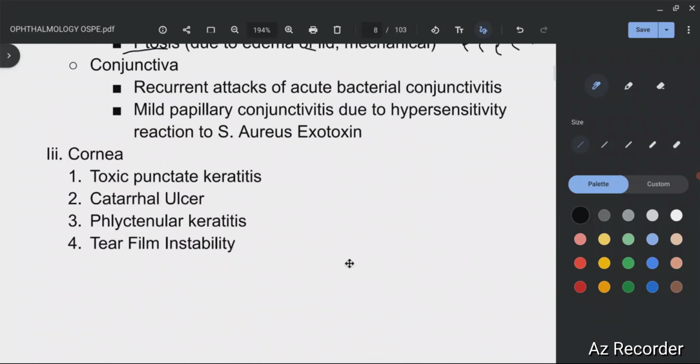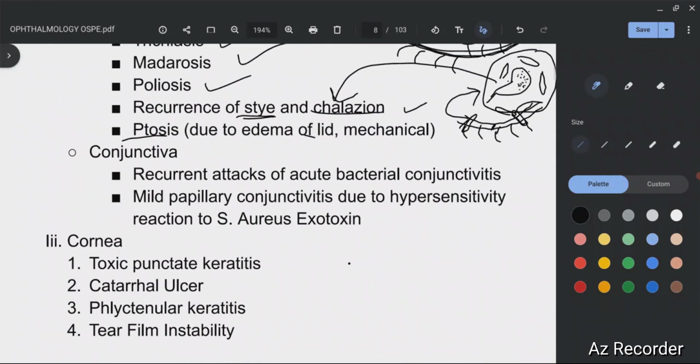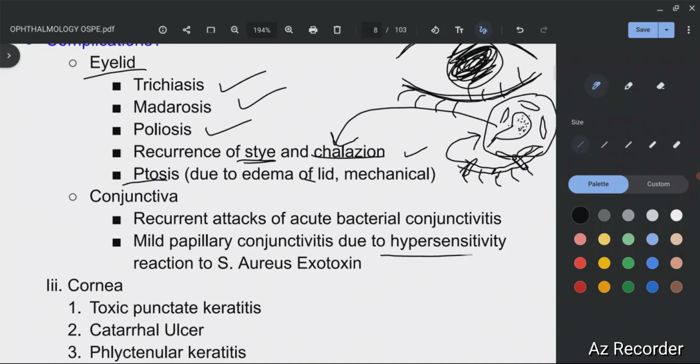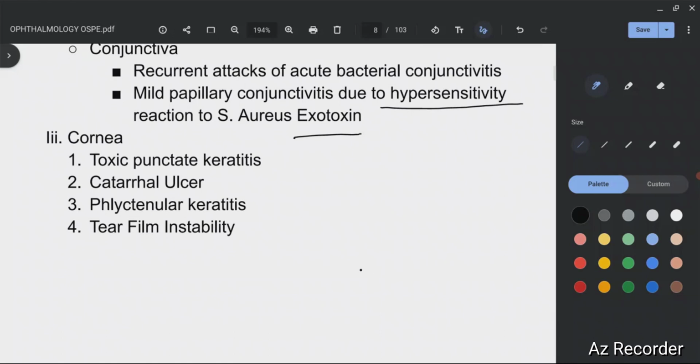In the conjunctiva, the patient will have recurrent attacks of acute bacterial conjunctivitis, again because of the hypersensitivity reaction to bacterial exotoxin. Then you will have mild papillary conjunctivitis due to hypersensitivity reaction to Staph aureus exotoxin. Same thing. In the cornea, you can have toxic punctate keratitis and catarrhal ulcer.